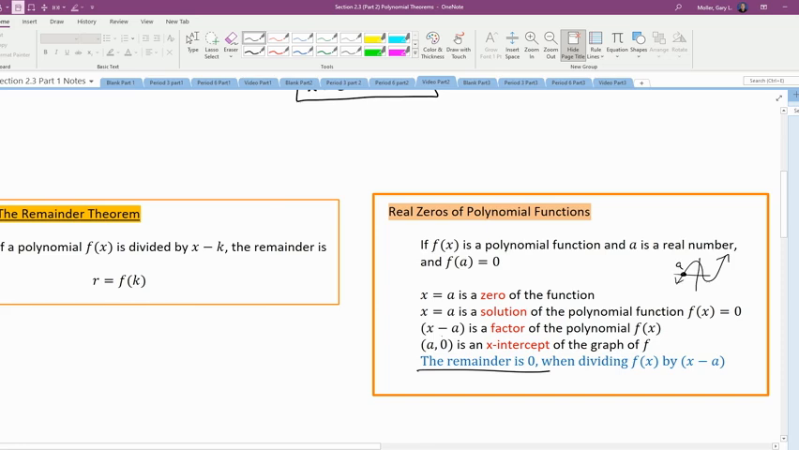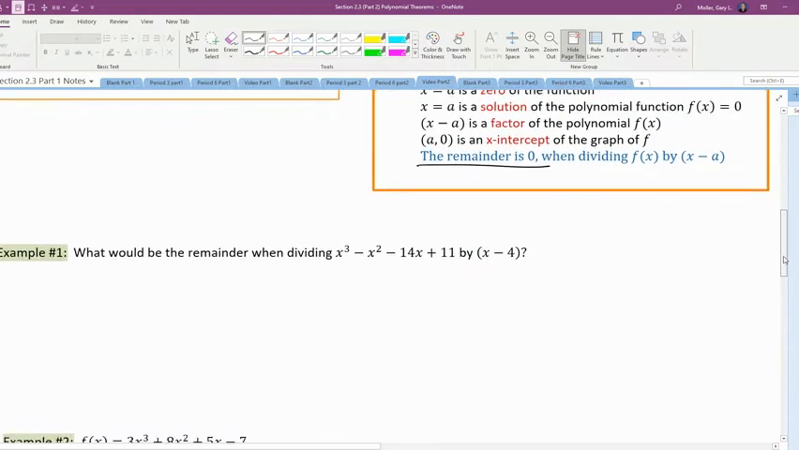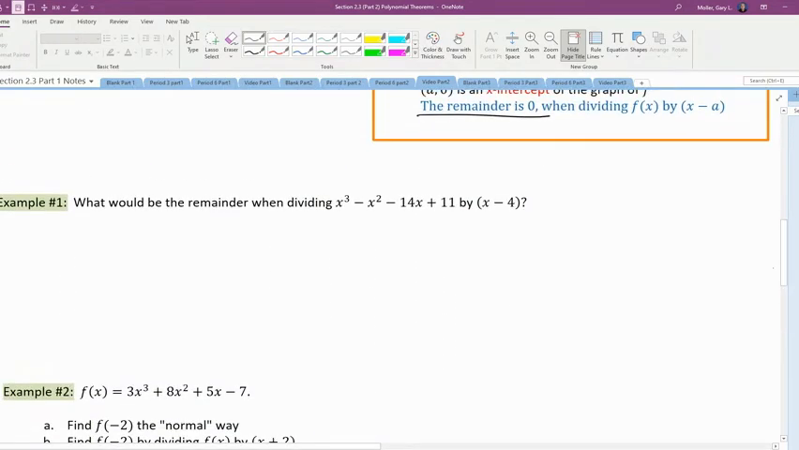Long story short, what this allows us to do is look at the remainder if I want to know if the output's going to be 0. And why do I want to know if the output is 0? Because that's usually how I'm solving equations. All right, let's stop the rambling and get on to some math. Okay, what would be the remainder when dividing this by x minus 4?